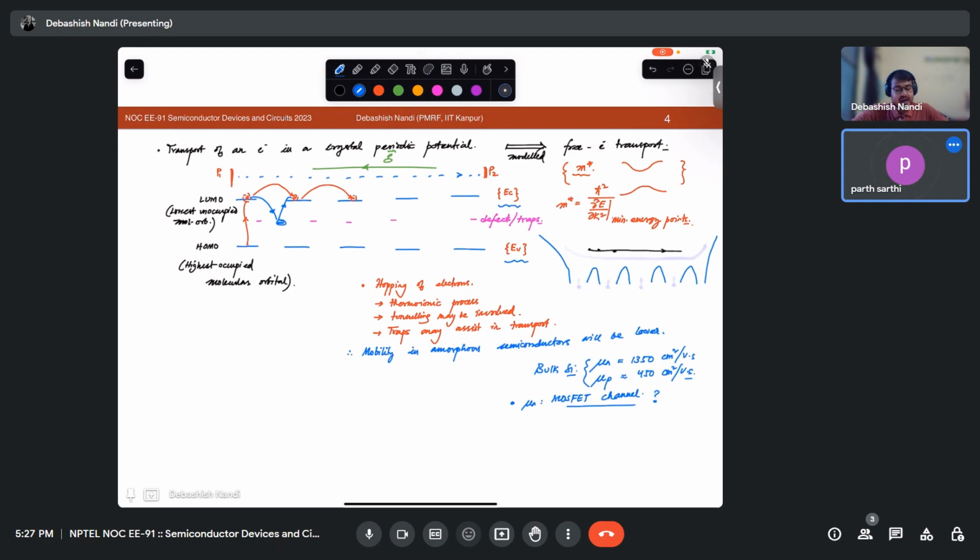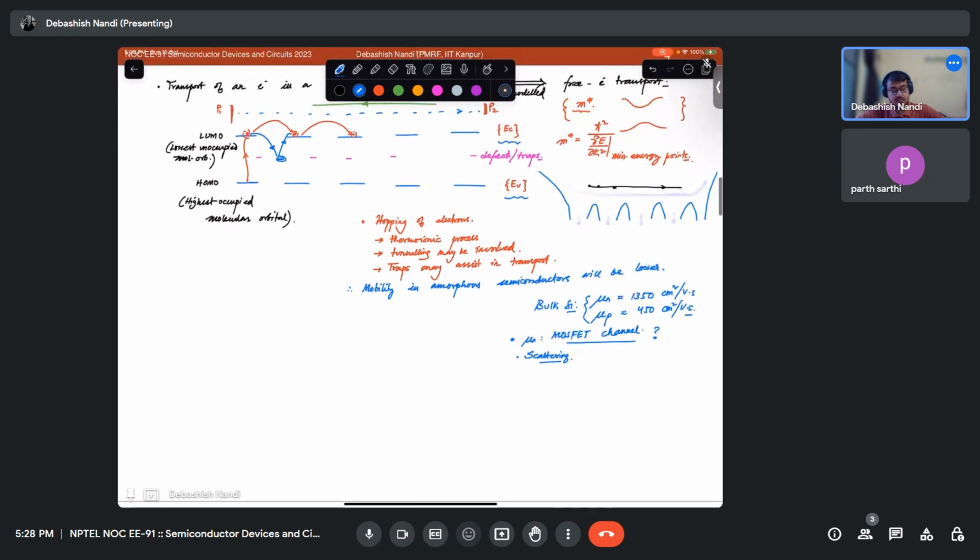What do you think? Scattering. Scattering, right? Exactly. So, do you think that in bulk silicon or in a MOSFET channel, in which case the scattering will be more? When impurities are there. Okay, my question was, surface that is rough. Exactly. So there is a rough surface, right?